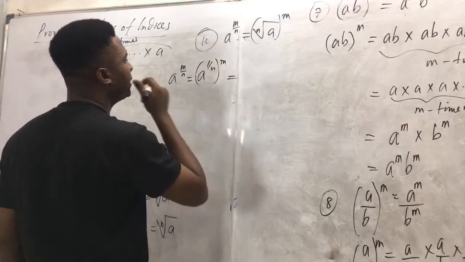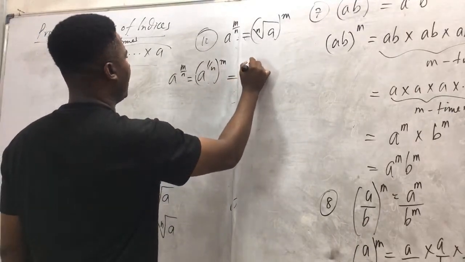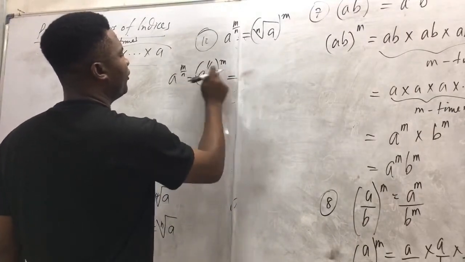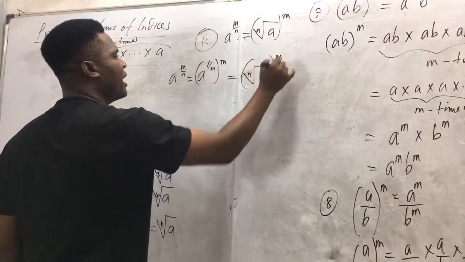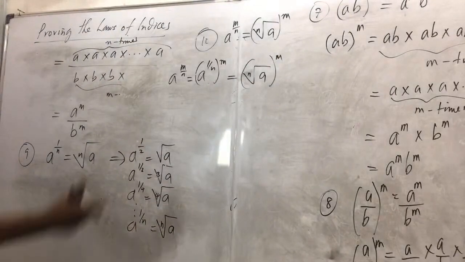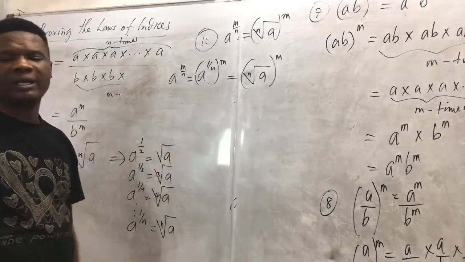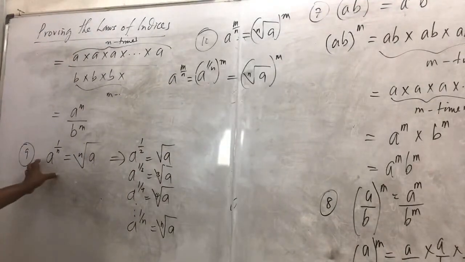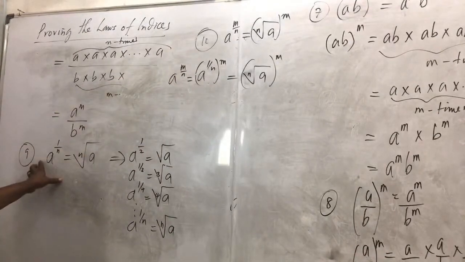And that would mean having a raised to the power 1 over n, which is the nth root of a, all raised to the power of m. That's one way to go about it. You can go about it in some other way different from this, but the proof of this law is simply inferred from what you have here.